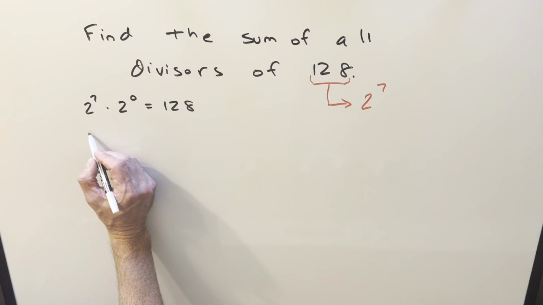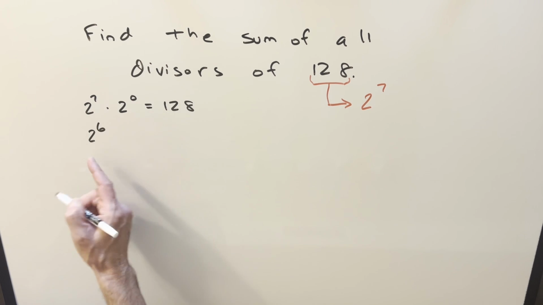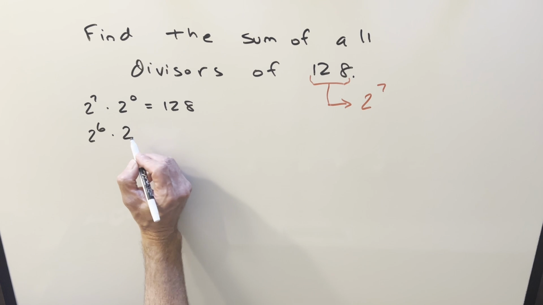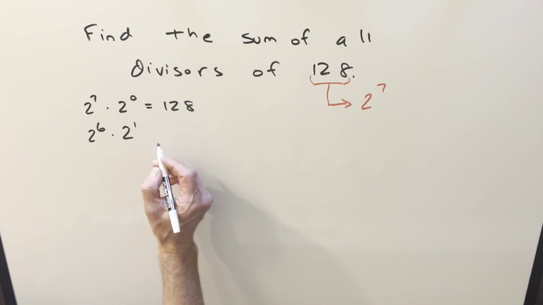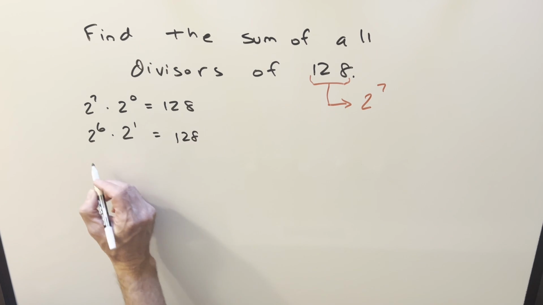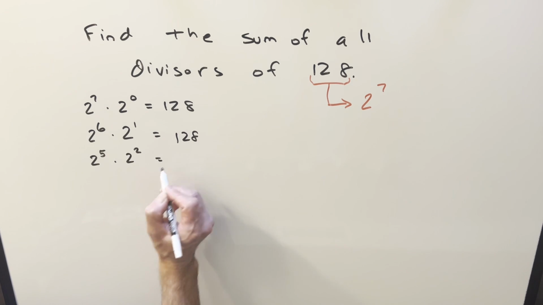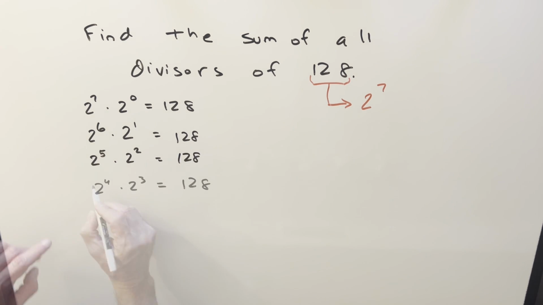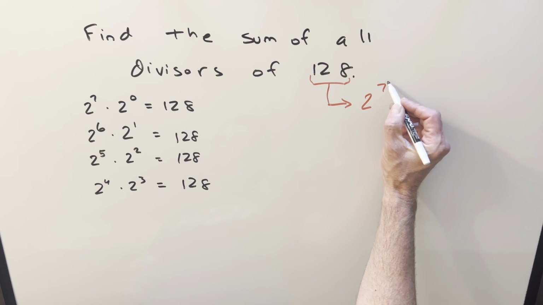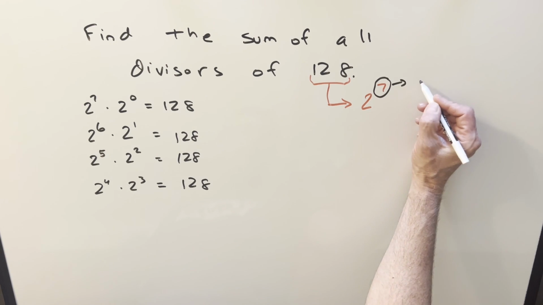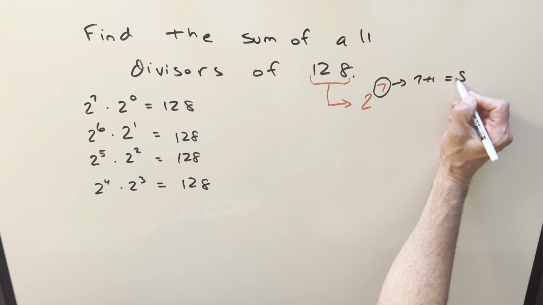And then for the next one, we could have 2 to the 6, which is 64, times 2 to the 1. 2 times 64, that's 128. And so we just keep going, incrementing the exponents like this to get all of our factors. So now we have our 8 divisors. Notice that 8 comes from the exponent on the 2, just adding 1 to this: 7 plus 1 equals 8.